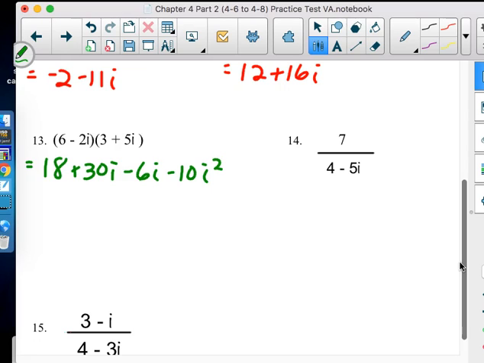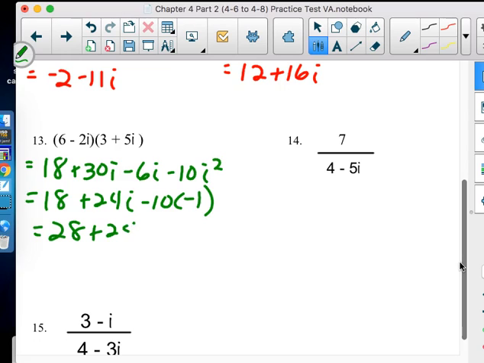Something else you saw right away you could do: combine the two middle terms. So 18 plus 24i minus 10 times negative 1. And you go, oh, that's going to be a plus 10. 18 plus 10 will be 28. And we've got it in standard form. Cool.